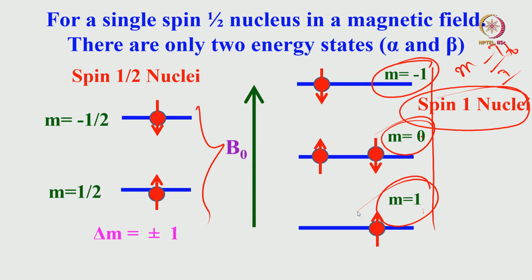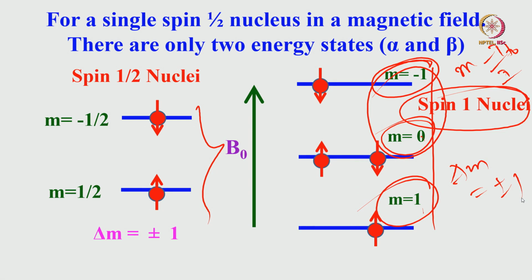Now what are the allowed transitions for this spin? Of course, m equal to minus 1 to 0 or vice versa is allowed because the change is only 1. Similarly, m equal to 0 to plus 1 is also allowed because here also delta m is equal to plus or minus 1 in both cases.